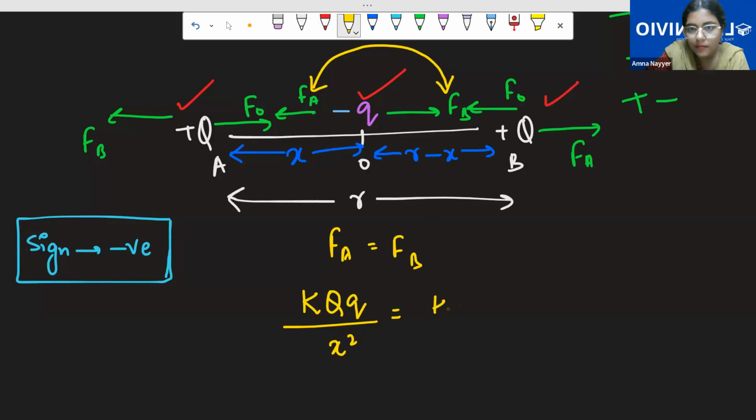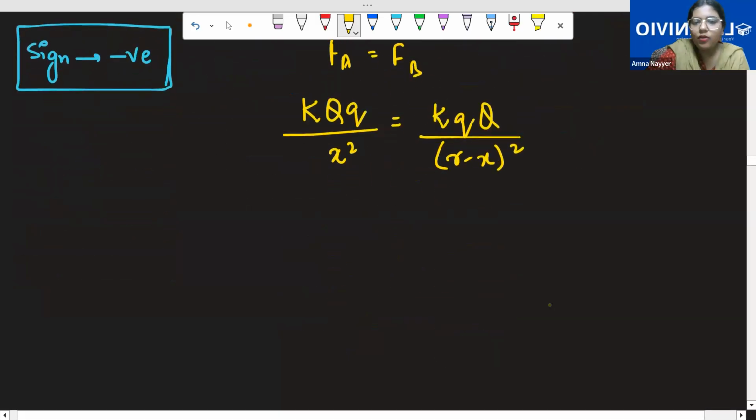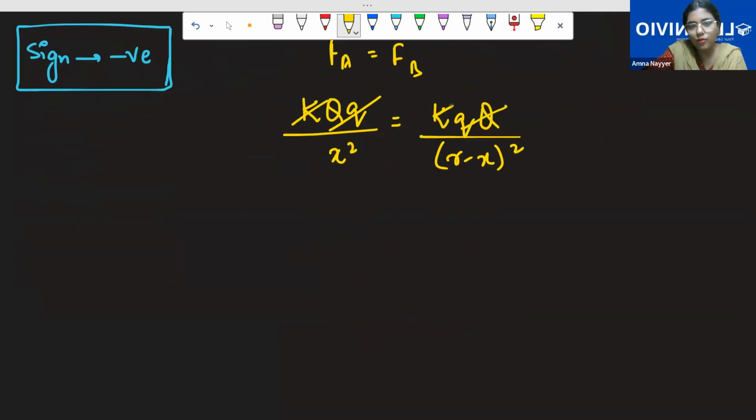K small q capital Q by r minus x whole square. Yes, very good. Perfect. Now see, this is what we already have. Now we have to establish a relation between R and X. Capital Q, small q, they get cancelled. K will be cancelled from here. Correct? So we can simply say X is equal to R minus X.